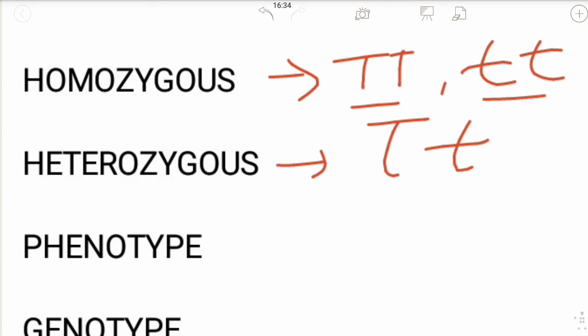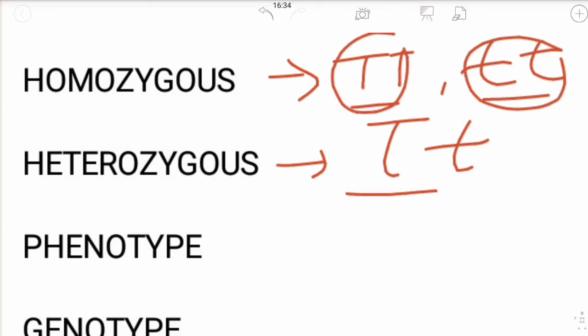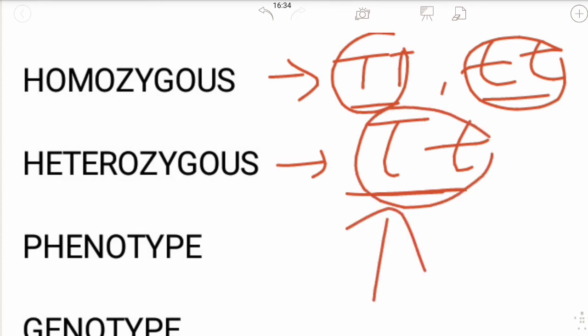Capital T capital T and small t small t we can call homozygous dominant and homozygous recessive. But in the heterozygous case, capital T small t, the produced child will be tall only, not short, because capital T is dominant whereas small t is recessive.